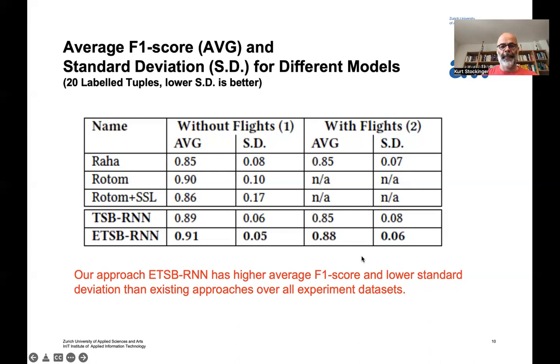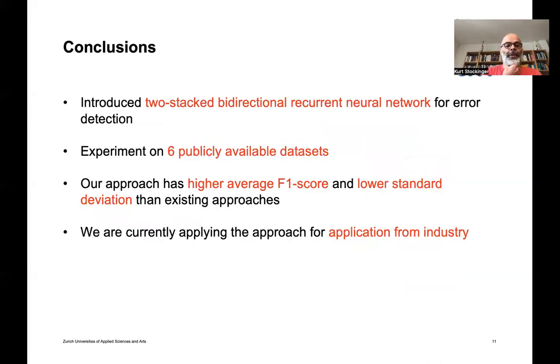To summarize, we introduced two-stack bidirectional neural networks for error detection. We evaluated them on six publicly available data sets, and we have shown that we have a higher average F1 score and a lower standard deviation. We're currently also working with an industry partner to apply this approach in a real world setting.